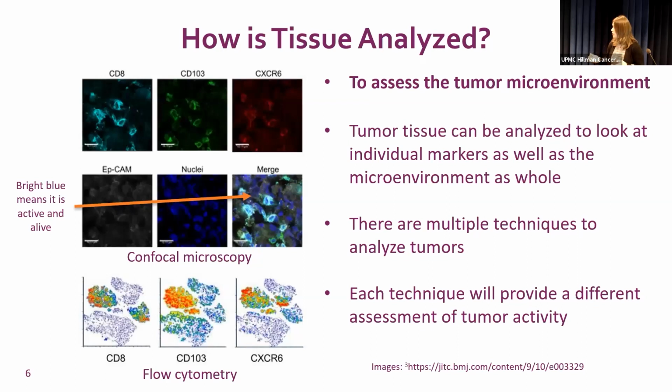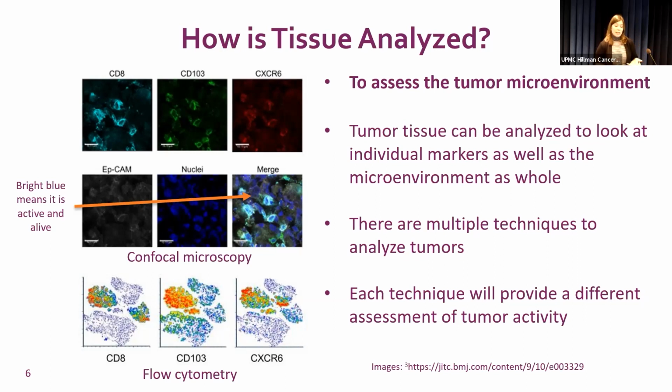So how is tissue analyzed? One of the things we look at is the tumor microenvironment. This is something Dr. Najar talked about, and the tumor microenvironment is the cells within the tumor, also the cells surrounding the tumor, feeding the tumor. So all of that around your tumor is part of that microenvironment. It's really important to look at that because we can look at individual markers within the tumor itself, but also the whole microenvironment as well.